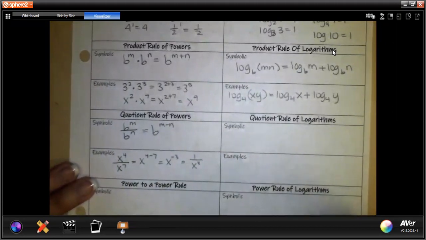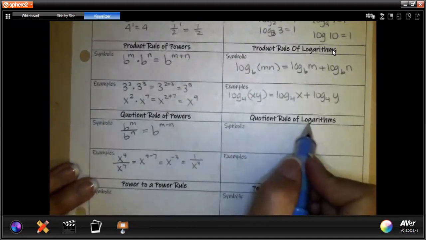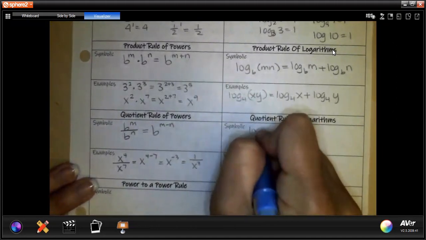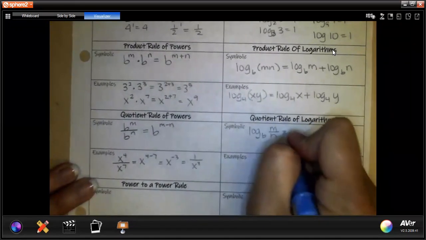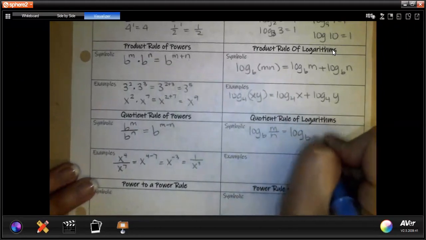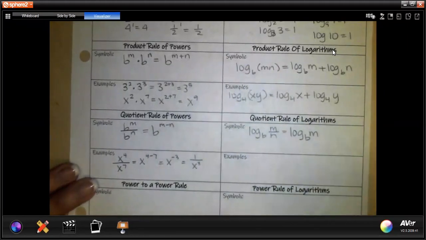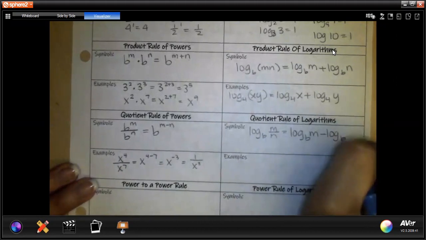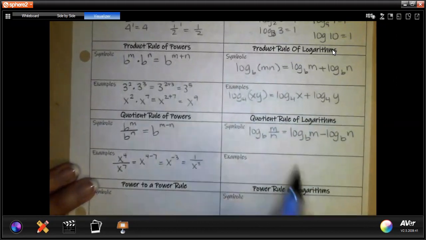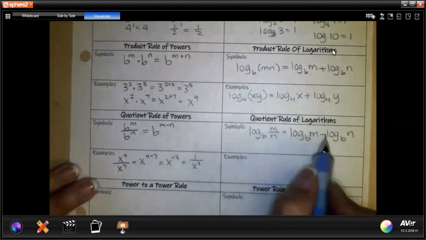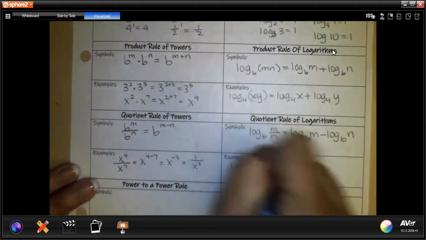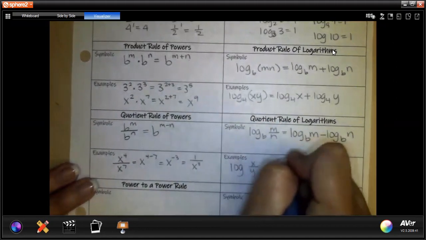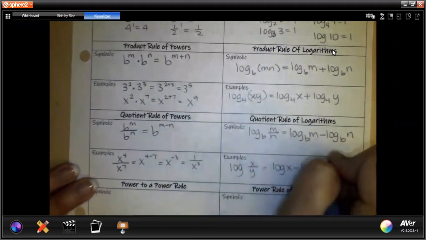All right, for the quotient rule of logarithms, that tells us that if we are dividing two things in the argument, so m over n, we can convert that to subtraction as well. It'd be log base b of m minus log base b of n. If it is dividing in the argument, we change it to subtraction. So for example here, log of x divided by y would be the log of x minus the log of y.